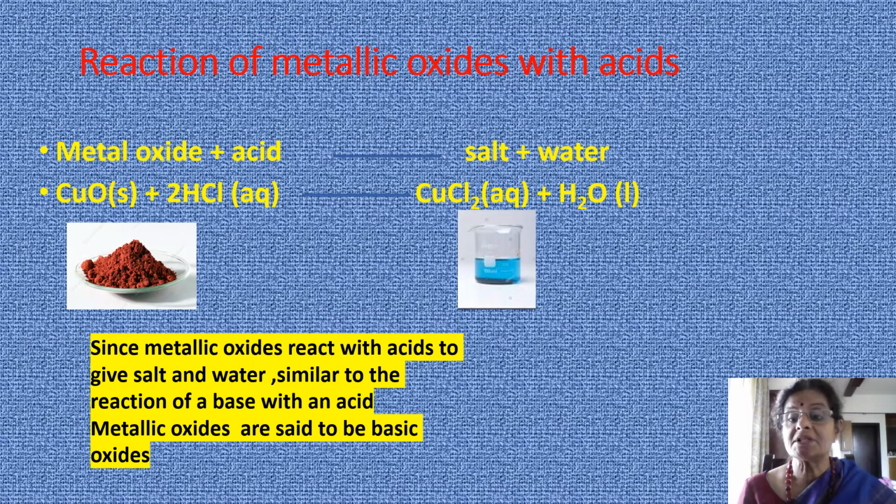Now let's see what happens when a metallic oxide reacts with an acid. Here we are taking copper oxide in a beaker and adding dilute hydrochloric acid. The reddish brown copper oxide changes to a bluish green solution. So Cu2O, copper oxide, plus HCl gives CuCl2 plus H2O. This is similar to the reaction between an acid and a base because metal oxides are similar to basic oxides.